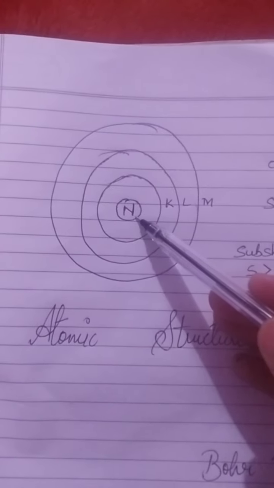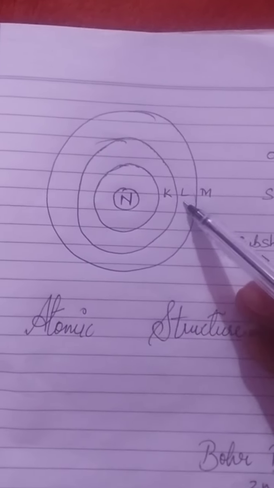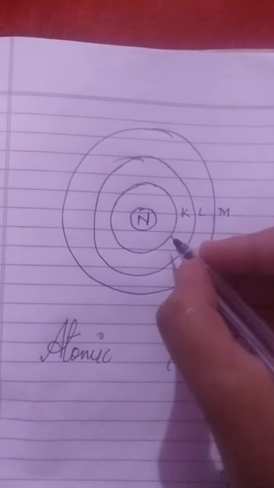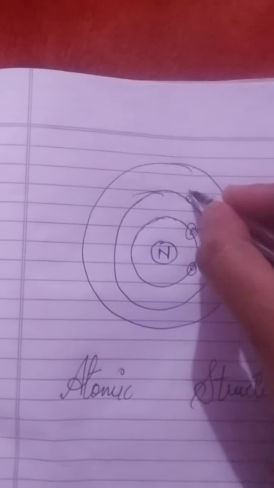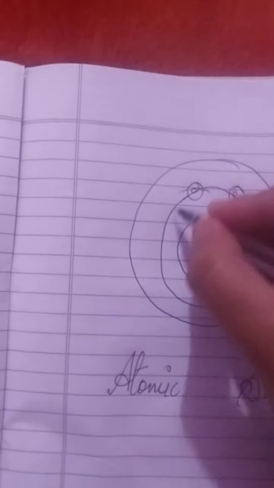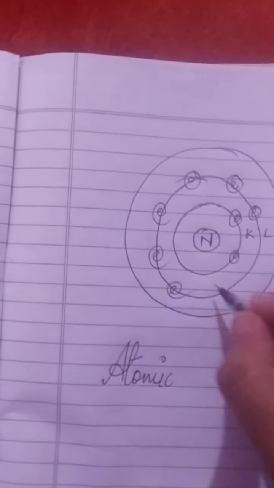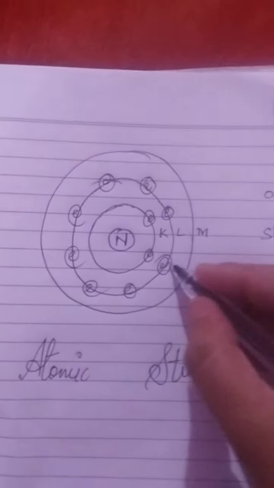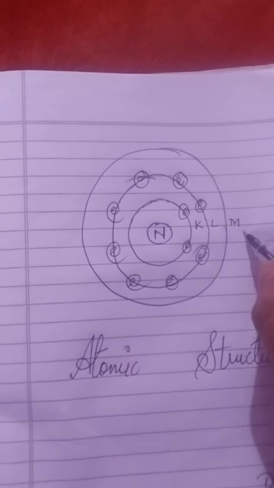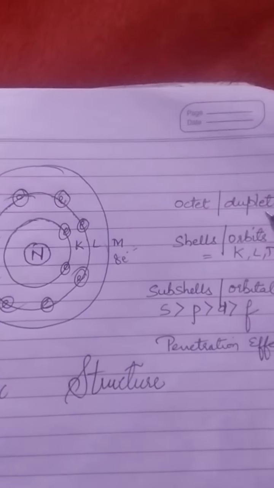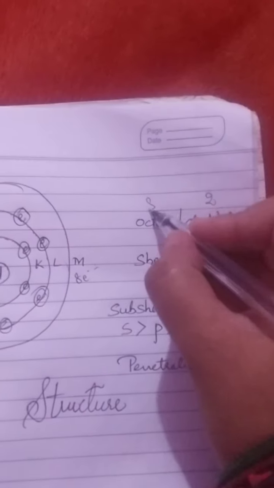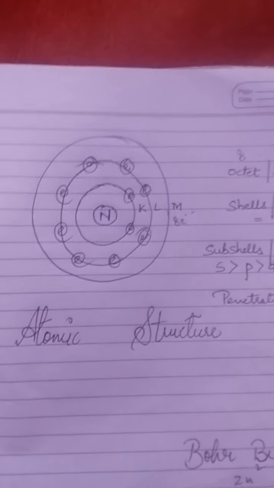In the center of it, the nucleus is present. Shells are present like this, K, L, M. In the first shell, 2 electrons are present, and in the next shell, 8 electrons are present. M also has 8 electrons, right? Up to 10th grade, you study the octet and duplet rule. Duplet means 2 and octet means 8. You have to complete these in the shells.